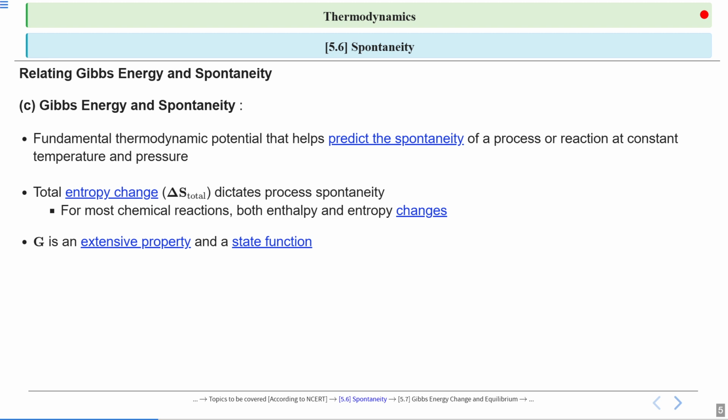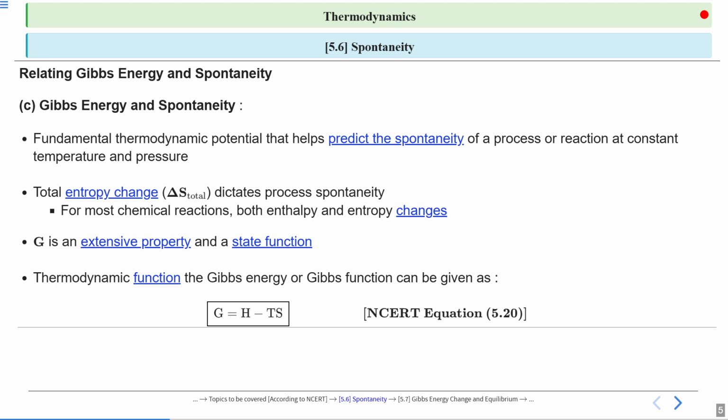Now, Gibbs free energy is an extensive property as well as it is a state function. And the thermodynamic function which is used to dictate this Gibbs free energy can be written as G equals H minus TS. Now you can see clearly in the equation that we have included enthalpy as well as entropy. So we are dealing with the heat change and our randomness to study the spontaneity, which is there in terms of Gibbs free energy. Now, what should be the value of Gibbs free energy and what are the procedures that we will follow to apply the same? We will look into it.